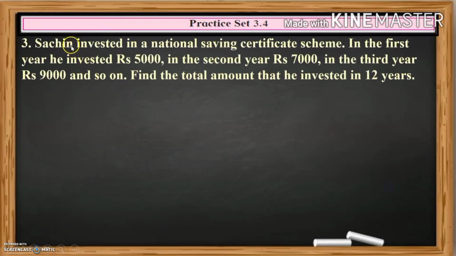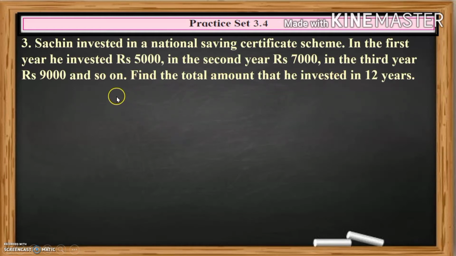That is the third question. Sachin invested in a national savings certificate scheme. In the first year he invested 5,000, in the second year 7,000, in the third year 9,000 and so on. Find the total amount that he invested in 12 years. This is also similar. That means you have to find out S12.